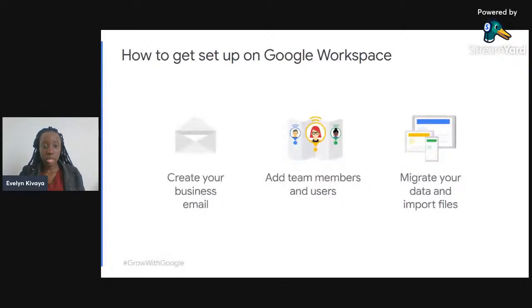So how to get set up on Google Workspace is that you need to create your business email. And business email does not mean, for example, evelynside@gmail.com. My business email is, for example, my domain name is fashionapp.co.ke. My email should be evelyn@fashionapp.co.ke with my domain name as the last thing. That is what we call a professional business email.